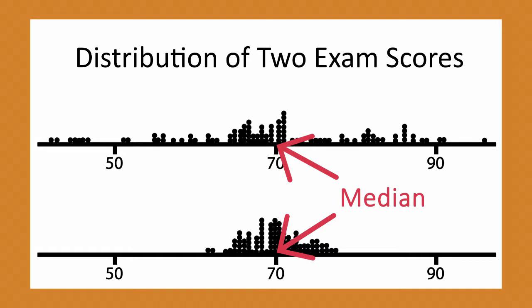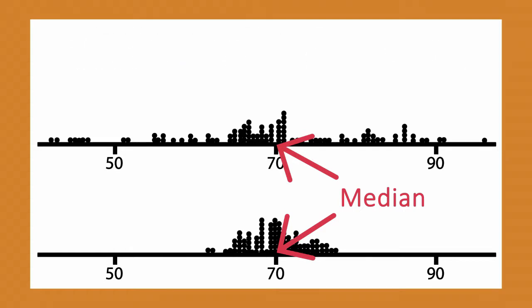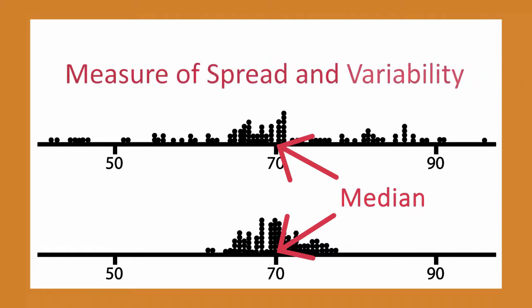In order to describe a distribution, we need to supplement the graphical display not only with a measure of center, but also with a measure of the variability or spread of the distribution. There are several ways to describe spread. A commonly used measure is standard deviation.